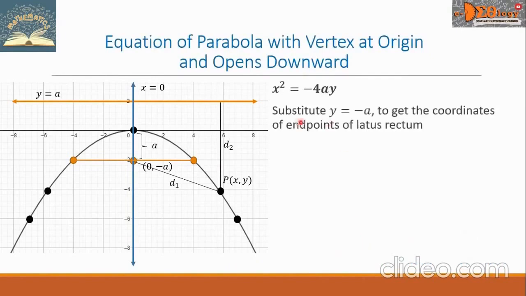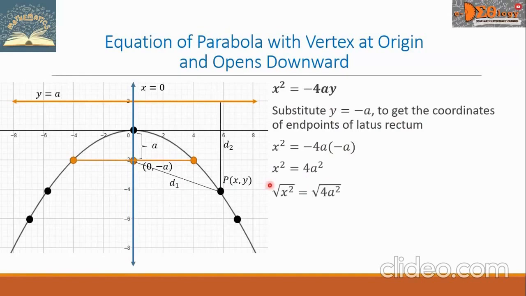Let us now substitute y equals negative a to get the coordinates of the endpoints of the latus rectum. Remember, this is the latus rectum. So this equation now becomes x squared equals negative 4ay, and the y becomes negative a. This negative and negative becomes positive, and a times a becomes a squared. So we have now here x squared equals 4a squared.